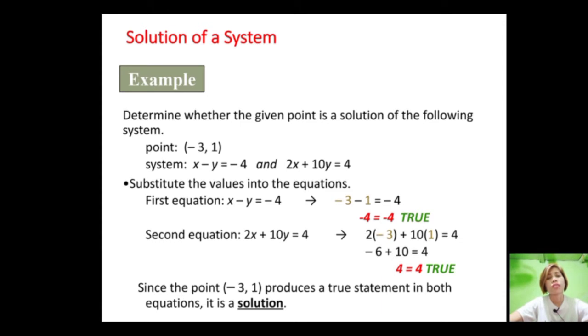So, therefore, since the point negative 3, 1 produces a true statement in both equations. So, sa first equation, true siya. Second equation, true ulit. So, therefore, it is a solution. So, hindi ko sinabing kasi hindi naman sa lahat ng panahon is isa lang yung solution. Minsan, infinite pa po yung solution. Hindi lang po isa. So, ito pong negative 3, 1 na point na to, isa lamang po siya sa mga maaaring maging solution nung system na to.